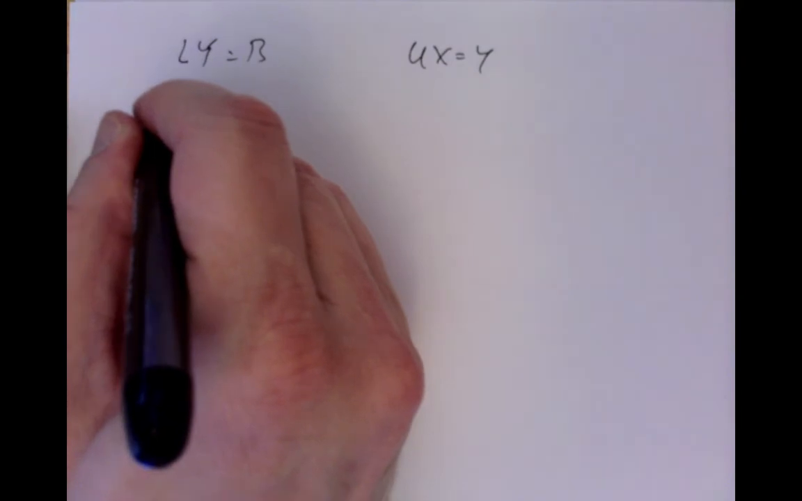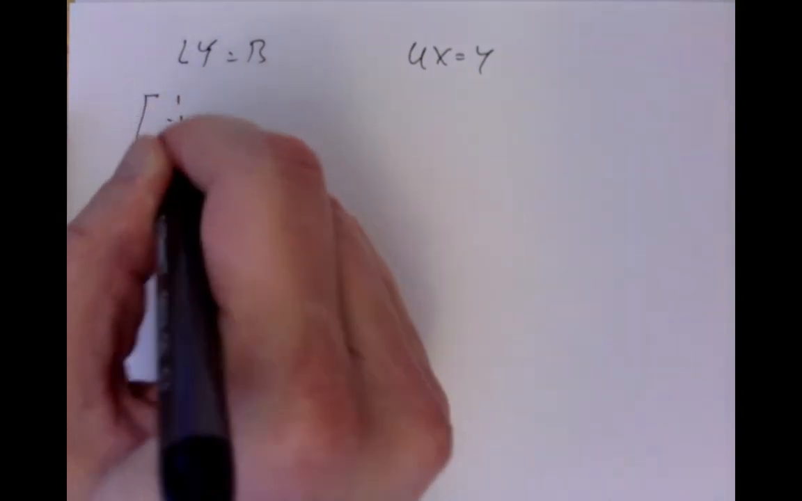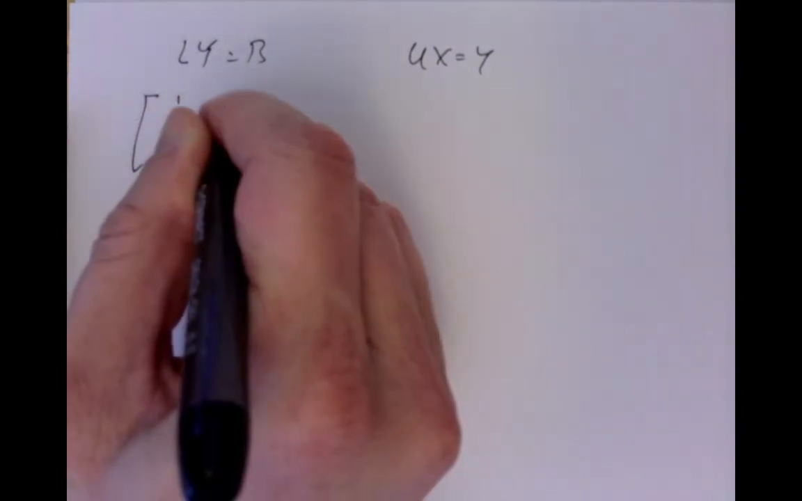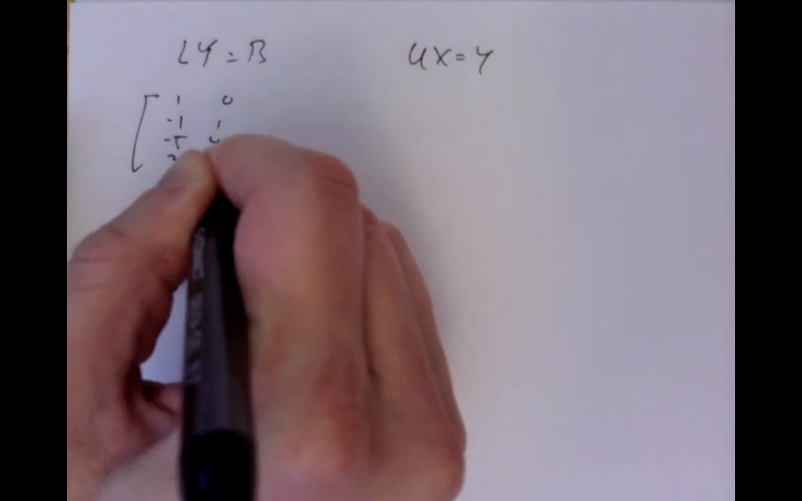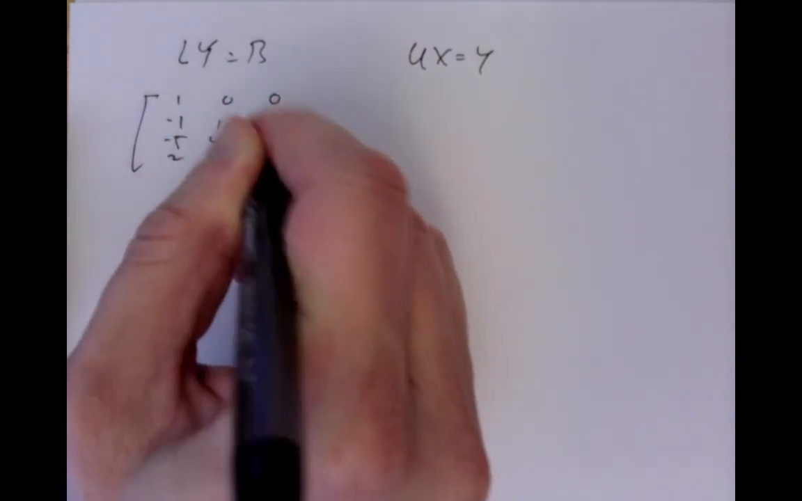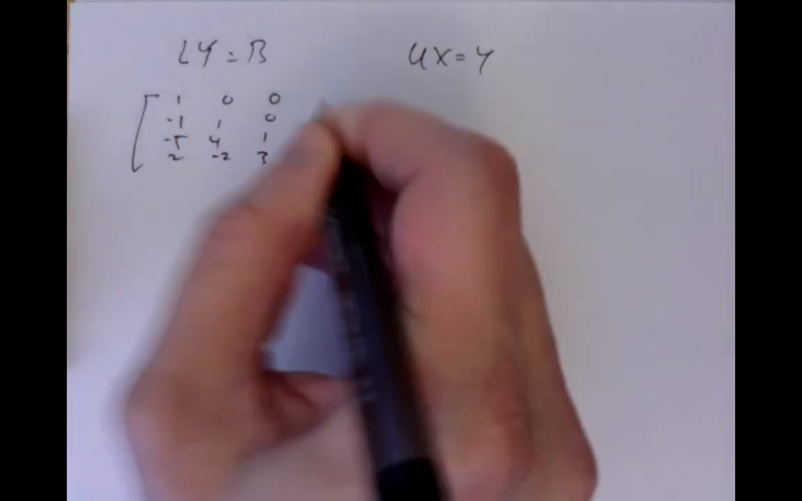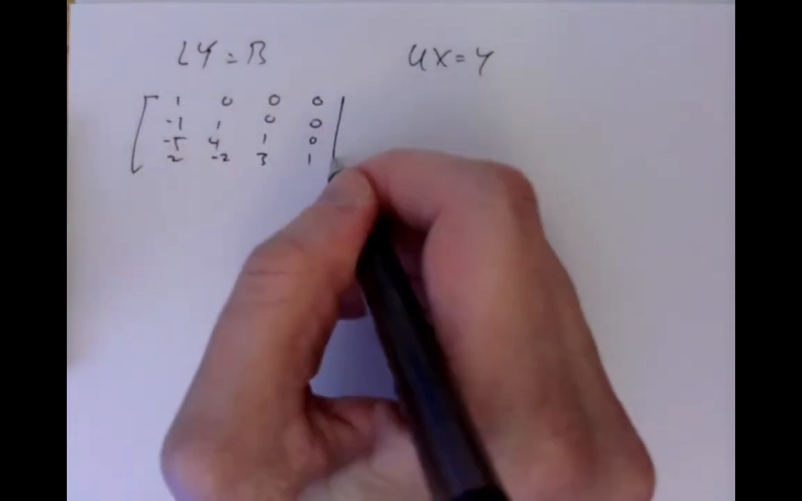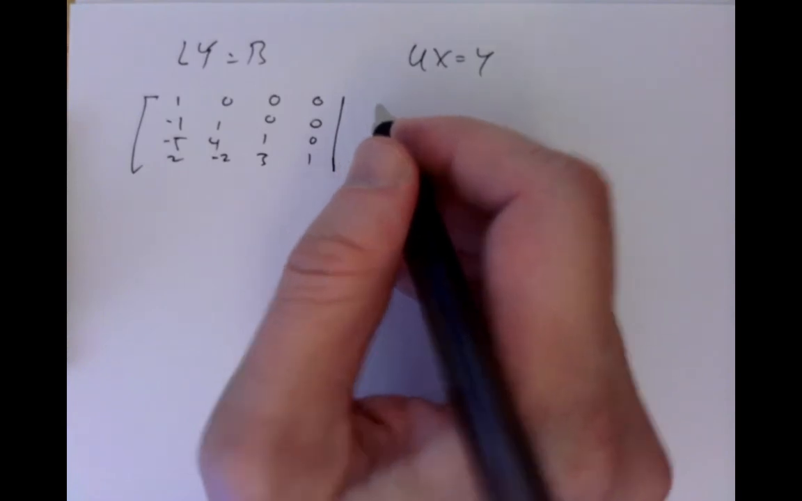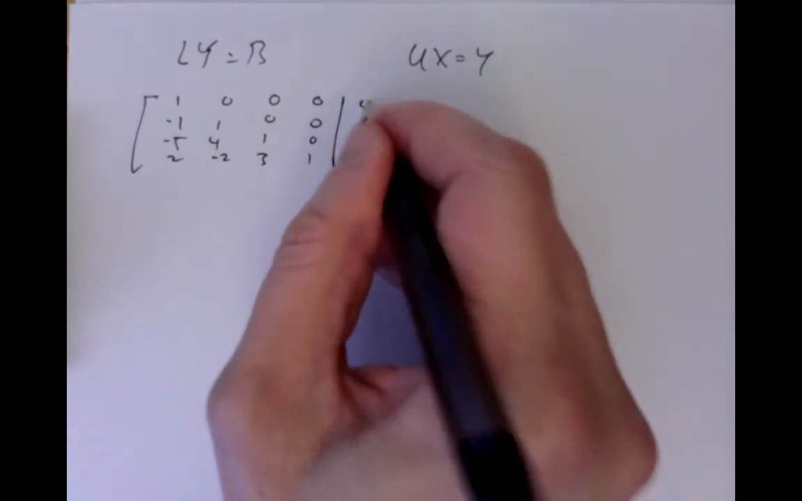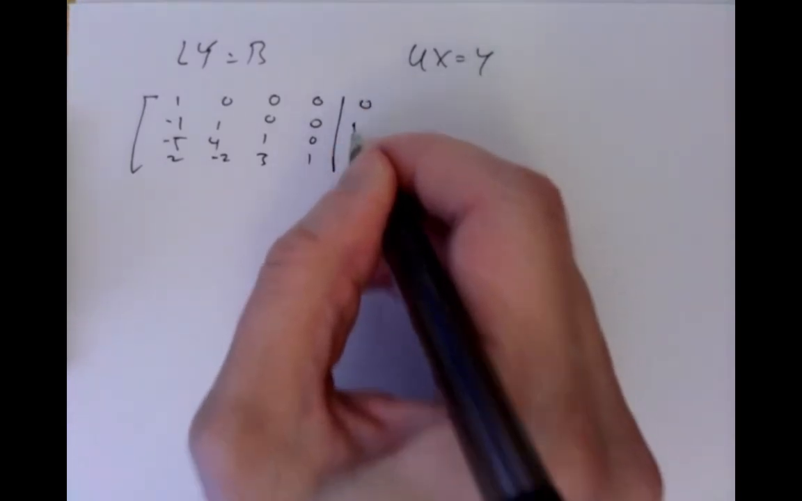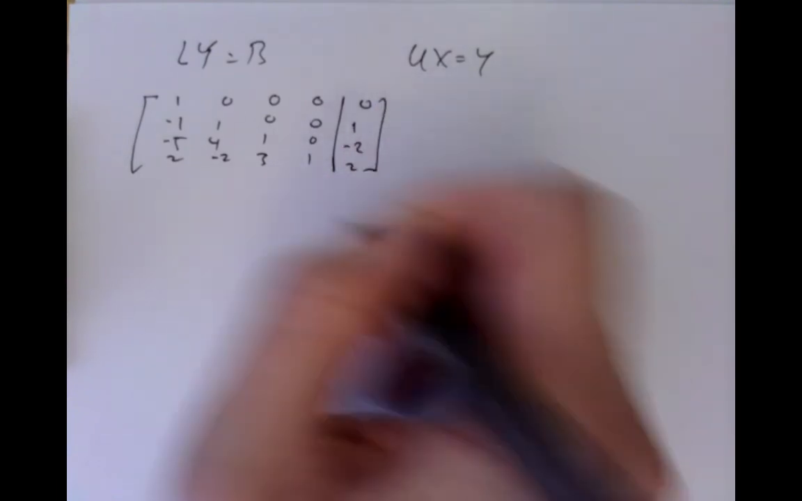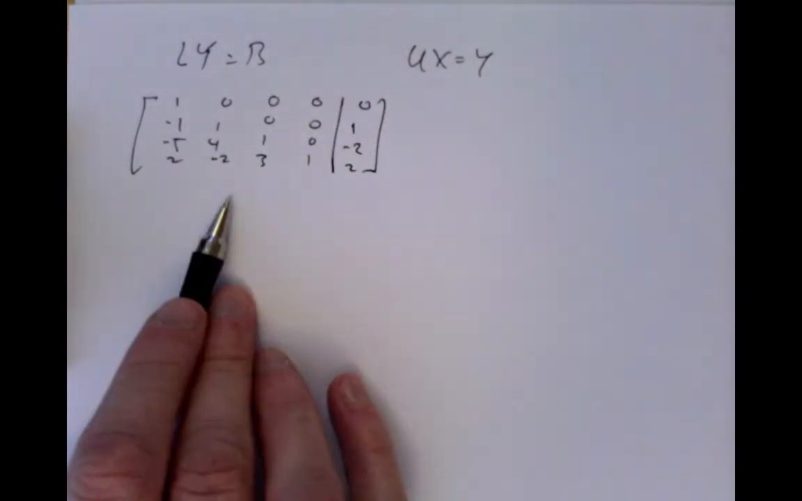Now L, we worked out, was the matrix 1, minus 1, minus 5, 2, 0, 1, 4, minus 2, 0, 0, 1, 3, 0, 0, 0, 1. And we want to solve that thing to be equal to B. And the vector B that we decided we were going to work with was 0, 1, minus 2, 2. So that's the linear system you're going to work with.